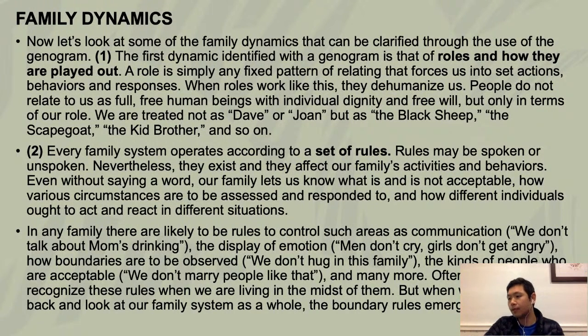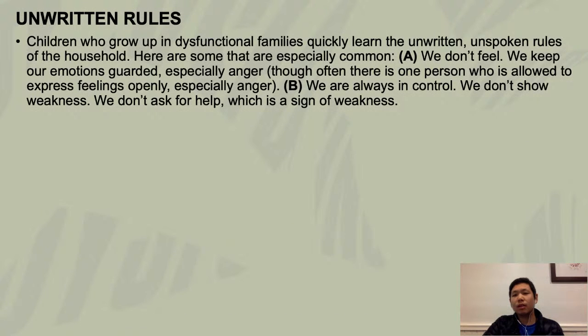Okay, let's keep going. Some of the unwritten rules. Stephen. Children who grow up in dysfunctional families quickly learn the unwritten, unspoken rules of the household. Here are some that are especially common. A. We don't feel. We keep our emotions guarded, especially anger, though often there is one person who is allowed to express feelings openly, especially anger. B. We are always in control. We don't show weakness.